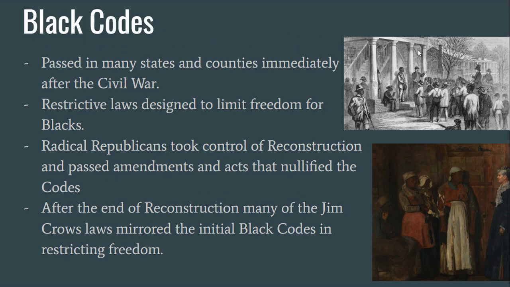Shortly after the Confederacy's surrender and the end of slavery, many parts of the South passed restrictive laws designed to limit freedom for blacks. These codes limited movement and many other activities, and if fully implemented, would look a lot like slavery. They would be short-lived, though, as radical Republicans would pass amendments and civil rights acts that nullified the codes. However, after the end of Reconstruction, many of the Jim Crow laws mirrored the black codes and restricted freedom to blacks across the South.